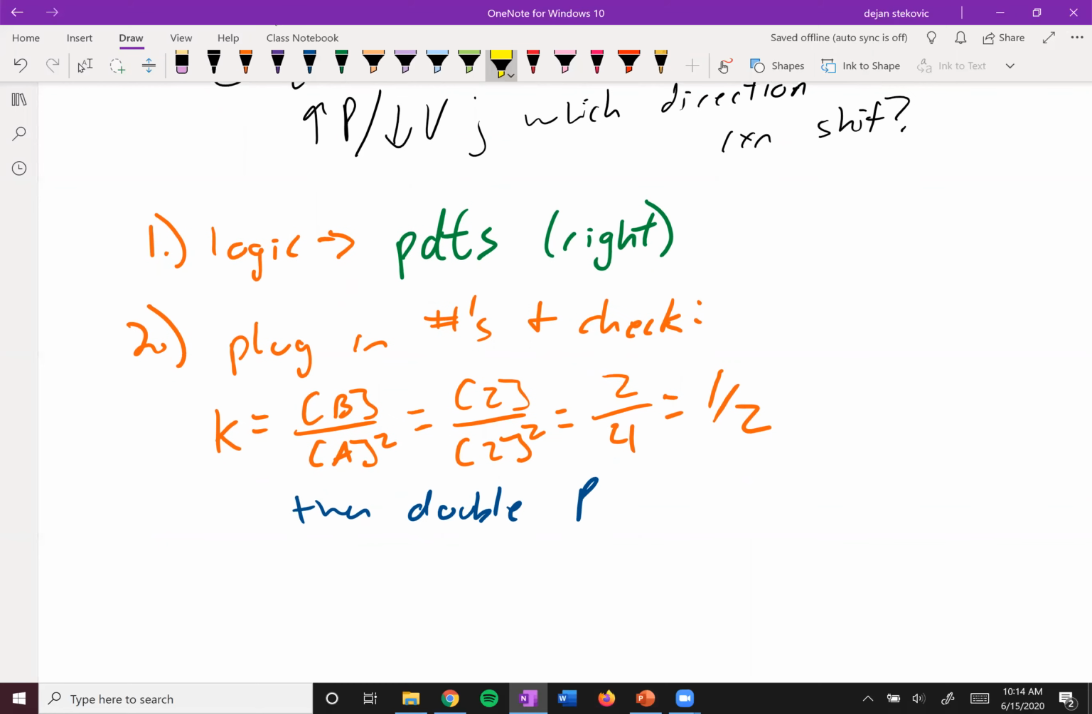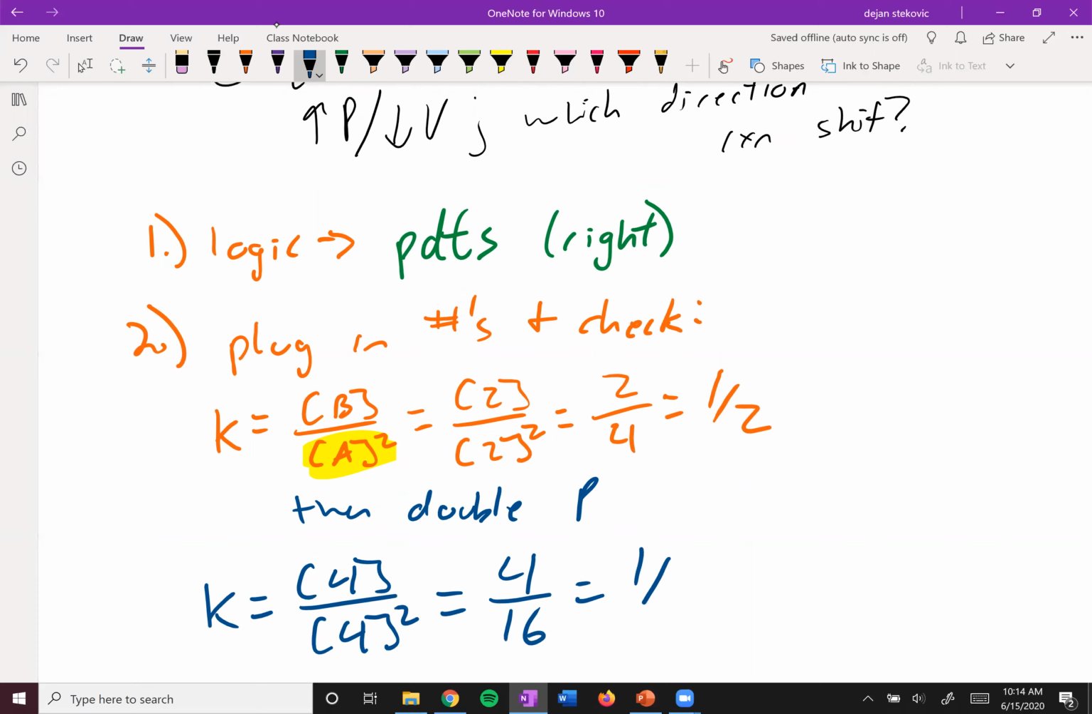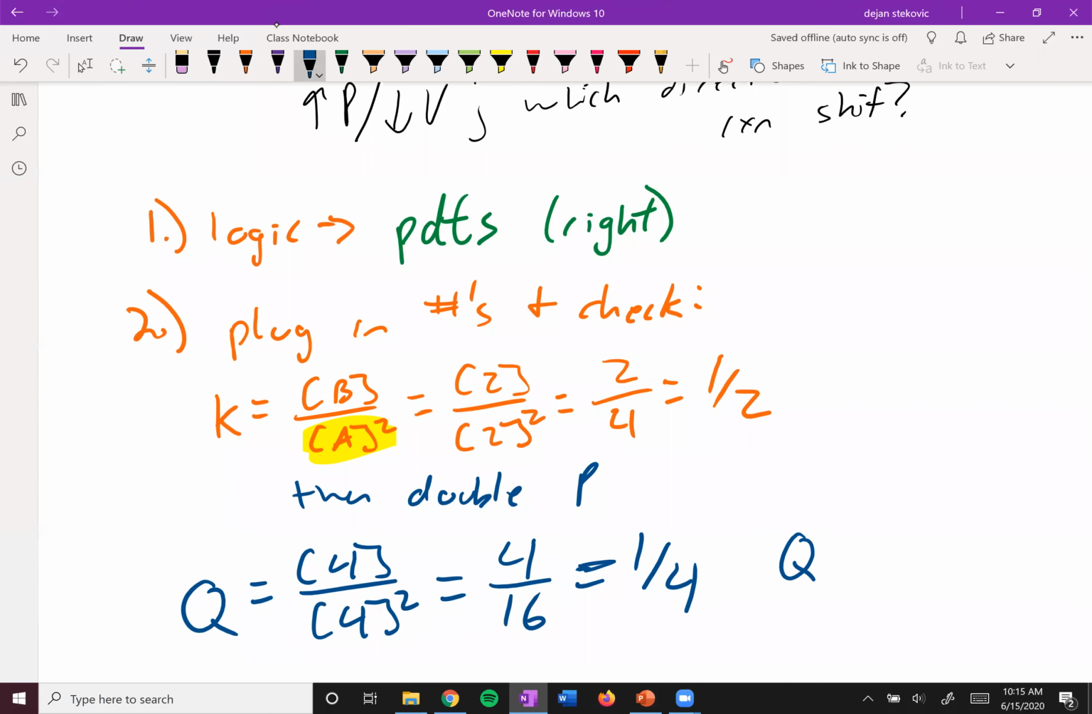Right, and what we'll notice is that the bottom is going to grow faster than the top. So once we do that, then our concentrations will both be equal to 4, right? Kind of doubling pressure, halving volume. We get 4 over 16, which is equal to 1/4, right? Where this is actually Q now, right? We've disturbed the equilibrium.